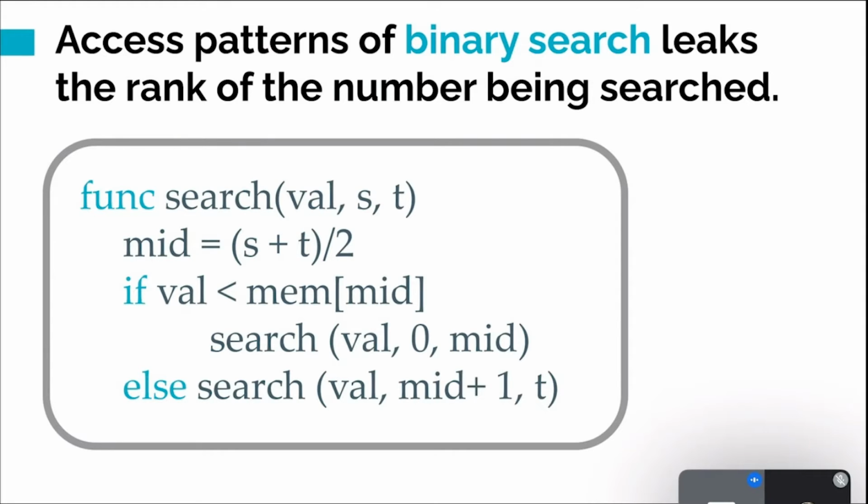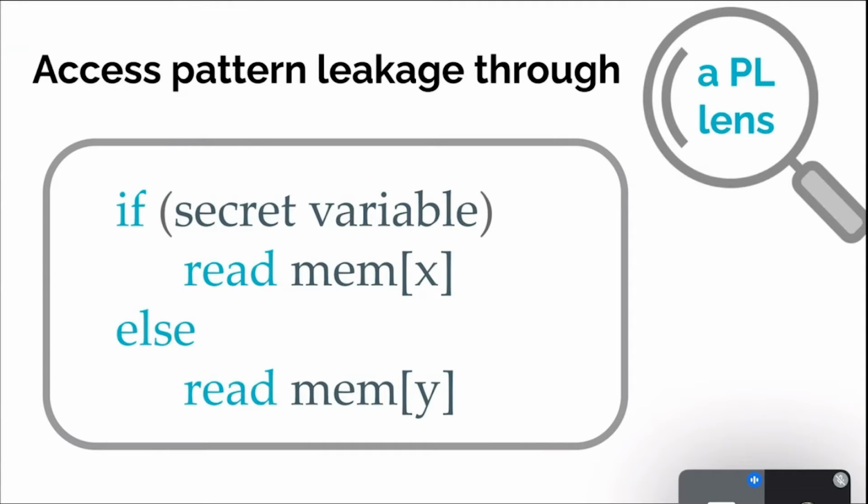So more generally, if you have a program that conditions on some secret variable, like let's say the last bit of the secret key, and then depending on the result of this condition, you either read memory location X or Y. In this case, if you learn which memory location is accessed, you can also learn the value of the secret variable.